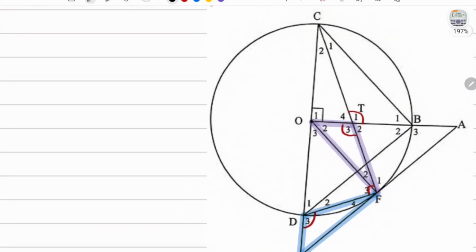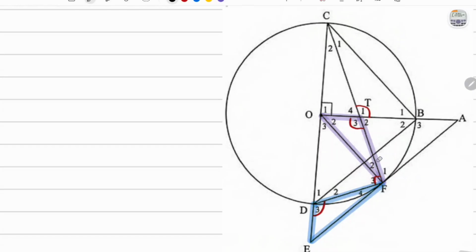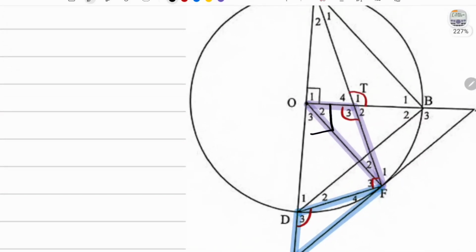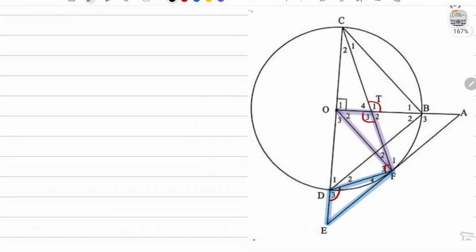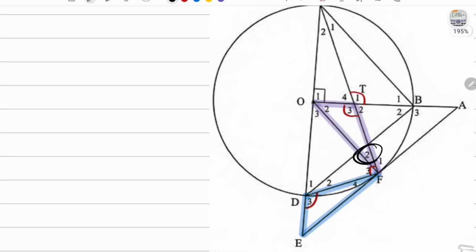You have to actually focus on one angle. You can either decide to focus on F2 or O2. I tried O2, but then I just kept trying to find what other angles add up to 90 degrees, and I didn't really see that here because E is just outside. It's not a very nice angle to work with. So I decided to focus on F2.